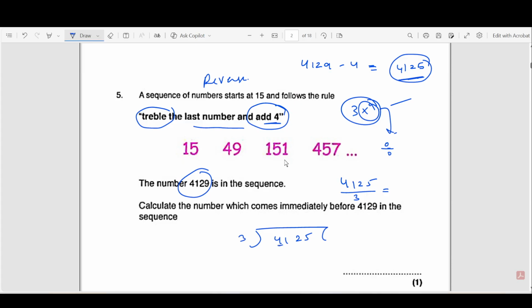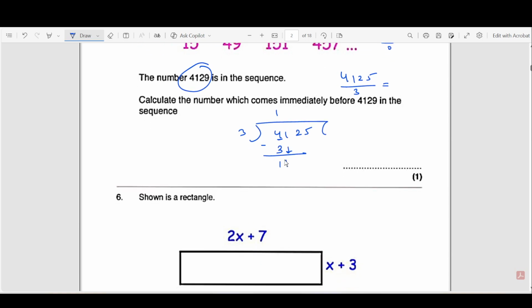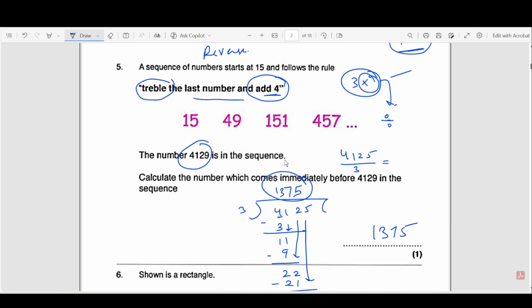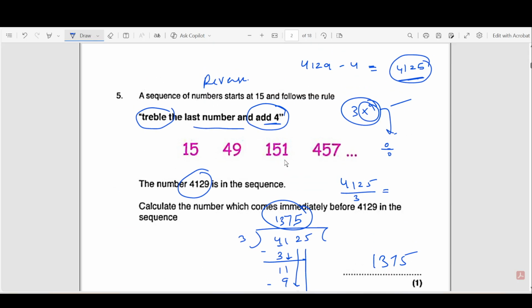3 times 1 is 3, then we subtract and get 1. We take this 1 down, this is 11. 3 times 3 is 9, then 11 minus 9 is 2. Then we bring this 2 down, 3 times 7 is 21, we subtract and get 1, and now we take this 5 down, 3 times 5 is 15, so the remainder is 0. The answer is 1375. So whenever you have this type of question, we need to do the reverse operation.